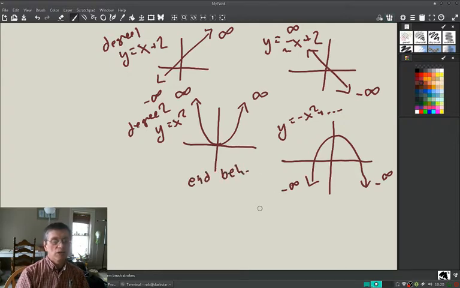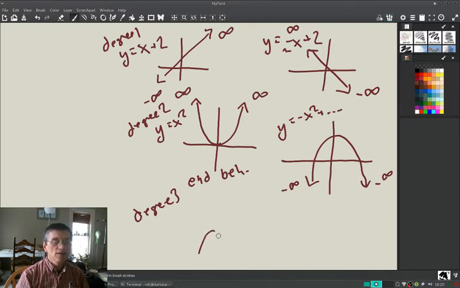I'm not going to write out behavior. Might end up using the British spelling. Alright, so how about degree 3? Notice this doesn't turn anywhere. Lines don't turn, they're lines. Parabolas have one turning point. So degree 2 has one turning point. Degree 1 has 0 turning points.